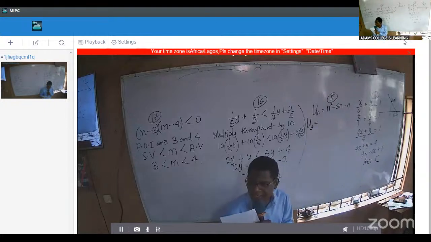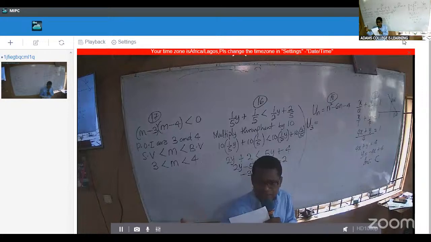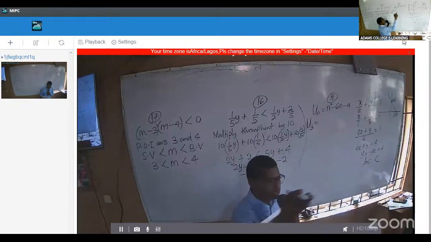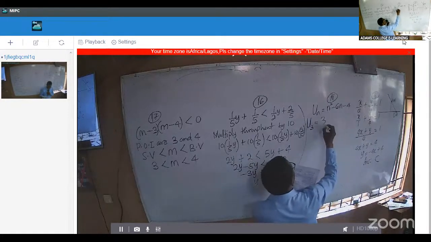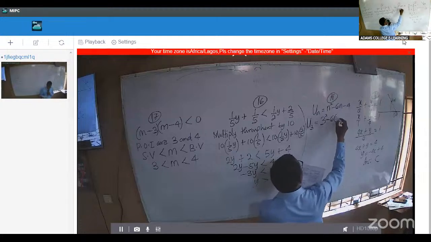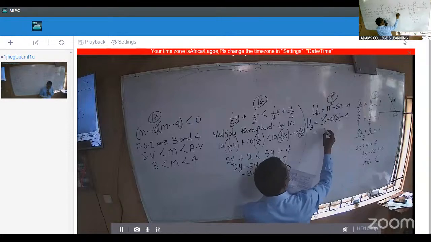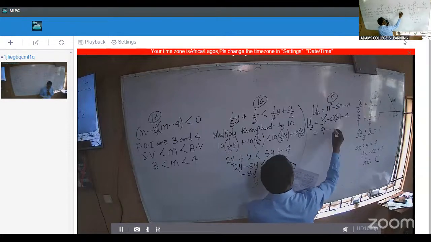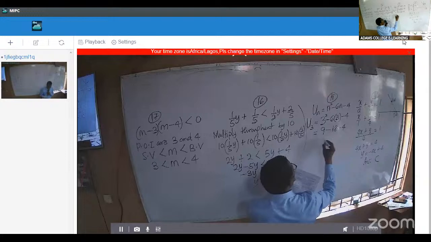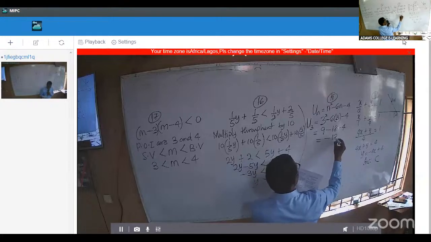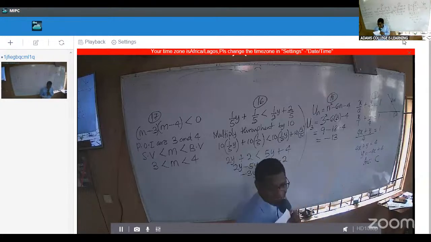U3. What does that mean, Mr. Adams? Anywhere I see my n, I should put 3. So I'll put 3 here: 3 squared minus 6 into 3 minus 4. Who will help me? What is 3 squared? 9. What's 6 times 3? Minus what? 4. That's minus 13. That's the third term.